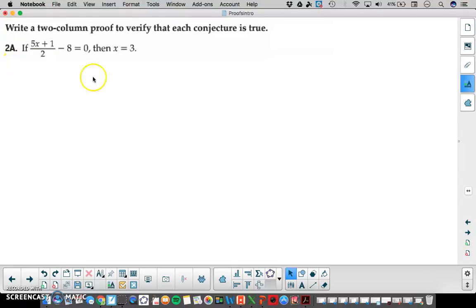Here is a problem I want you guys to try. If (5x plus 1) divided by 2 minus 8 equals 0, then x equals 3. Write a two-column proof to prove that conjecture is true.